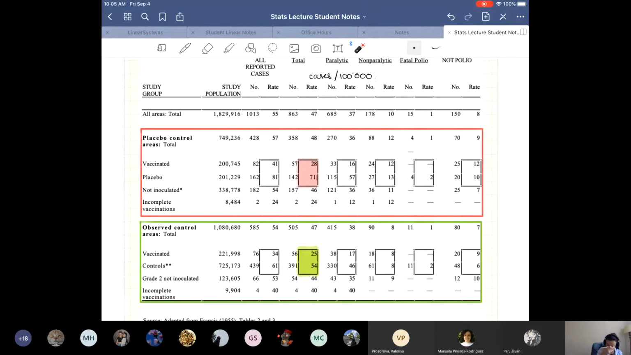Now, in both cases, over here, we can see that there seems to be a difference between the rate of cases between the vaccinated and the control, whether that is the placebo control or just the observed control. So it looks like maybe there was a decrease in the probability of contracting the disease for children who had been vaccinated. Can I see a show of hands for everybody that agrees with this?